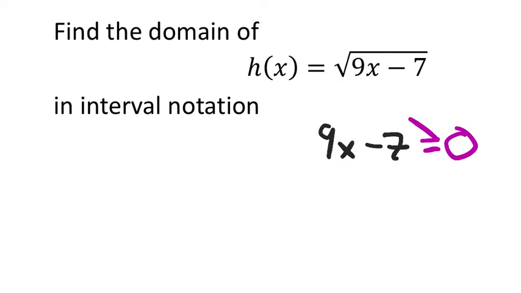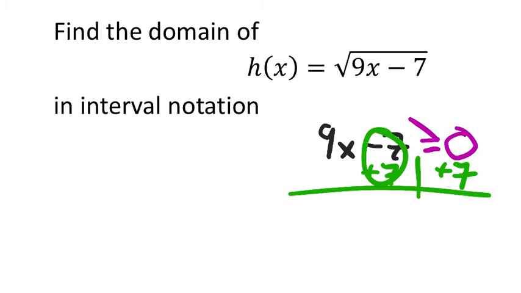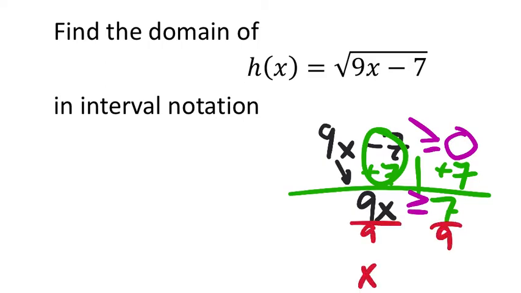So we're just going to solve this like we would a regular inequality, right? So we're going to add 7 to both sides. Zero that out, drop our 9x. Still greater than or equal to. Now 0 plus 7 is 7. And last thing here is divide both sides by 9. Let's make this x still greater than or equal to 7/9.